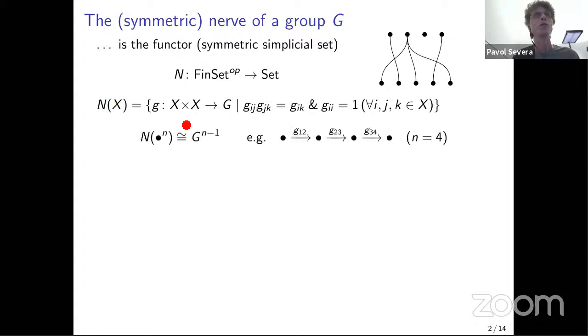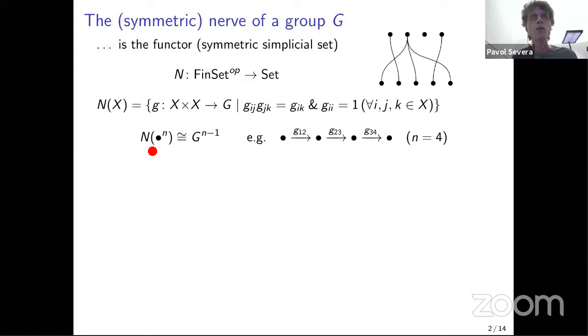So if you try to see how big it is, what it is. If you take N of n dots, we can identify that naturally with G to the power n minus 1, because it's enough to specify those holonomies between consecutive dots like that. Everybody else is then fully determined by those equations. Going from here to there would be the product of these two, and going backwards would be the inverse of that product.